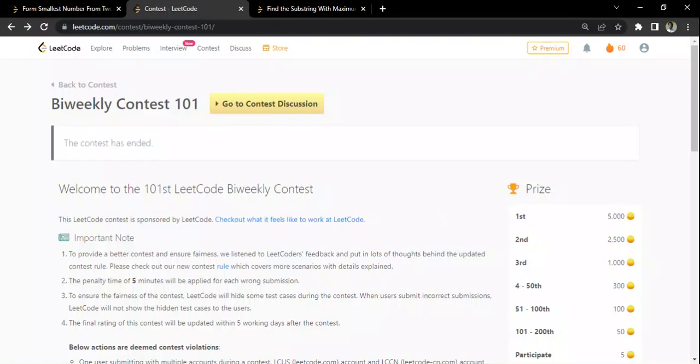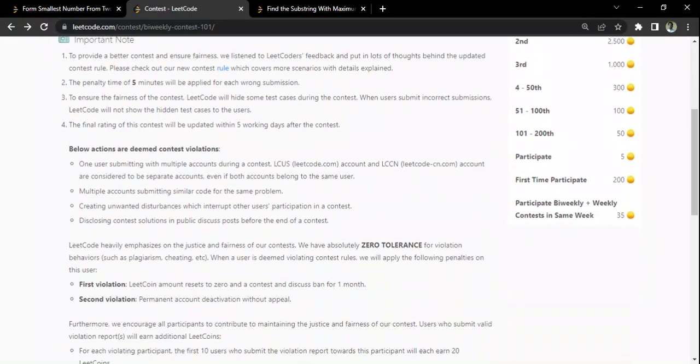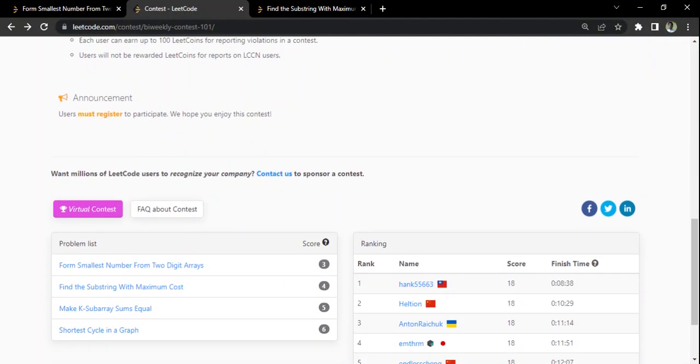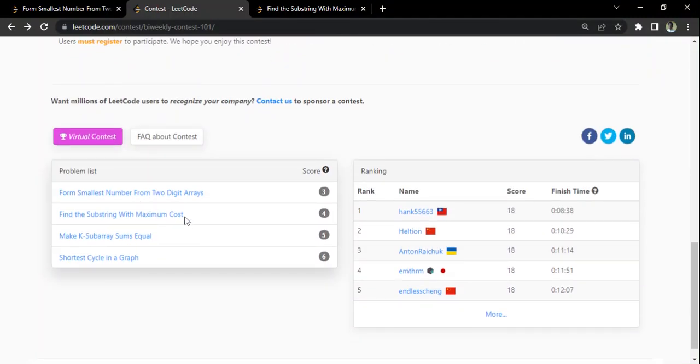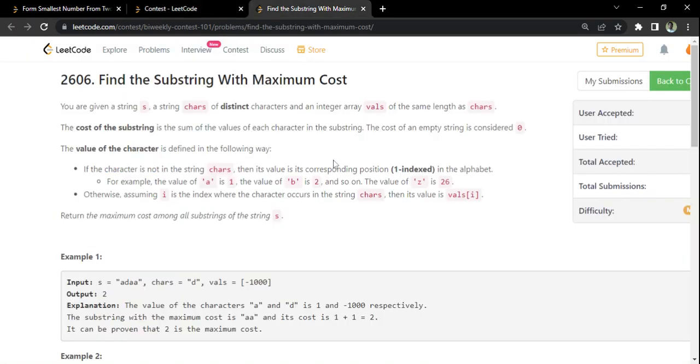Today, we are discussing the solutions for the bi-weekly contest 101. And this contest was on the harder side, I will say. Today, we are discussing the second question from here, right? Coming to the question here. By the way, this contest was held on Saturday, 1st of April 2023, right?